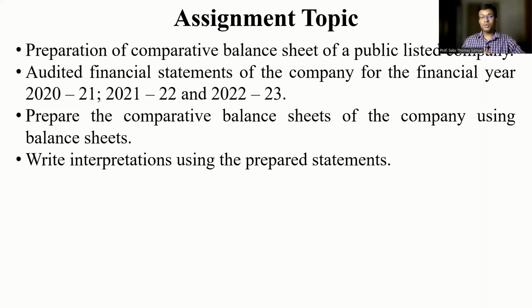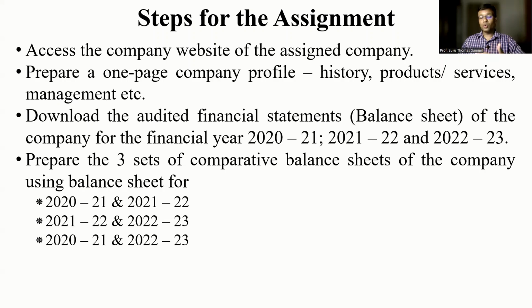For this, we will be using the audited financial statements of the company for 3 financial years, namely 2020-2021, 2021-2022, and 2022-2023. With the help of these audited statements, we will be preparing the comparative balance sheet, and we will also try to get hands-on experience in writing interpretations from these prepared statements. Now, let me explain in detail how you can go about preparing the assignment.